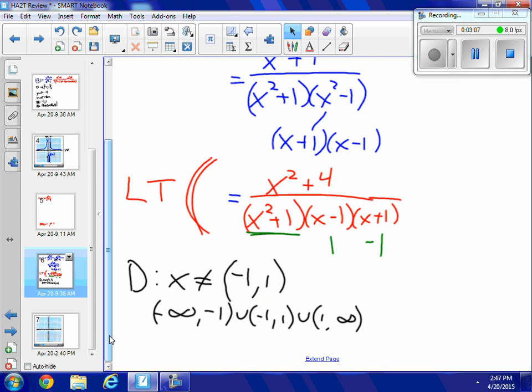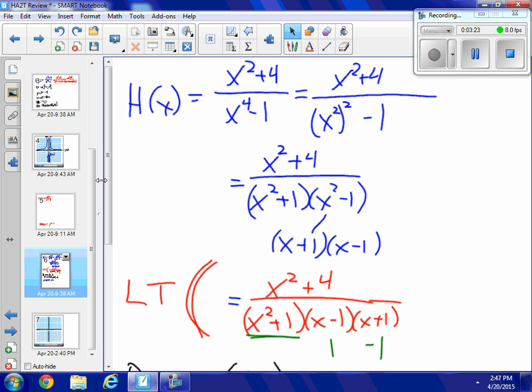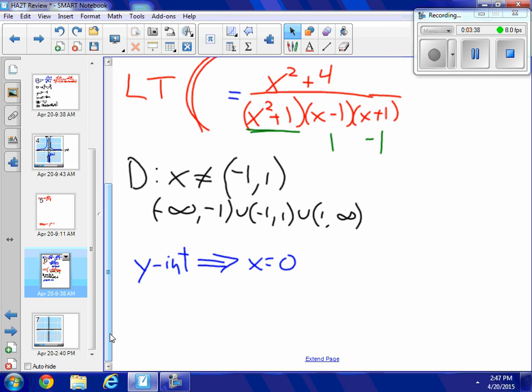Step number 3, locate the intercepts of the graph. So I always like to start with the y-intercept, because the y-intercept is where x is equal to 0. So I just come back up to my function, and I will generally like to do this when it's in its regular form. And I see if I make 0 for x, I'm going to wind up with 4 in the numerator and negative 1 in the denominator. So my y-intercept is going to be the point 0, 4. My y-intercept is 4.